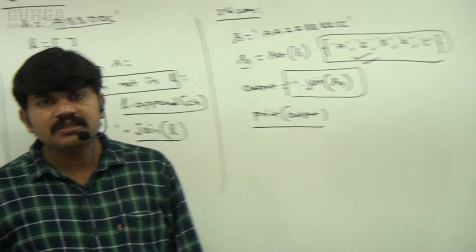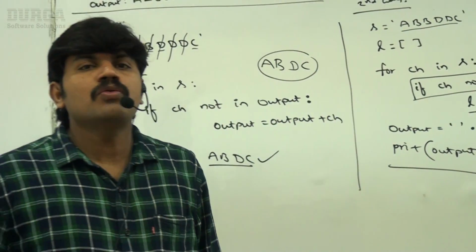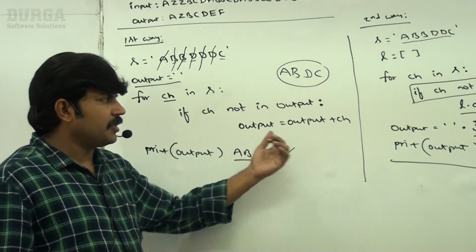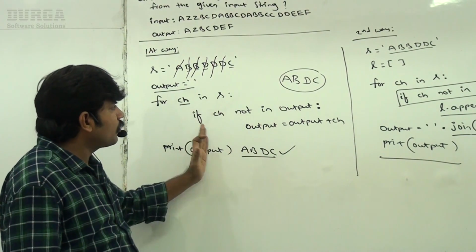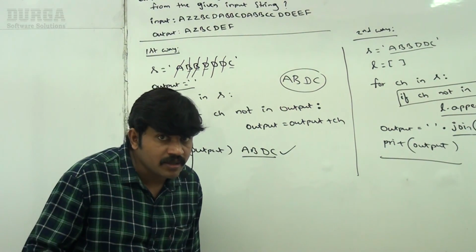So, these are various possibilities how to remove duplicates from the given string. But anyway, highly recommended, the first approach is recommended, right? Any doubt? Clear?